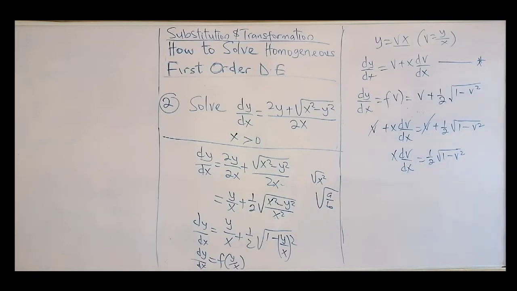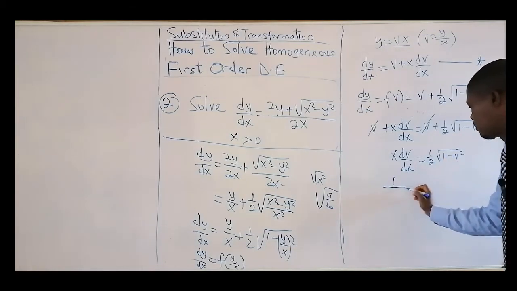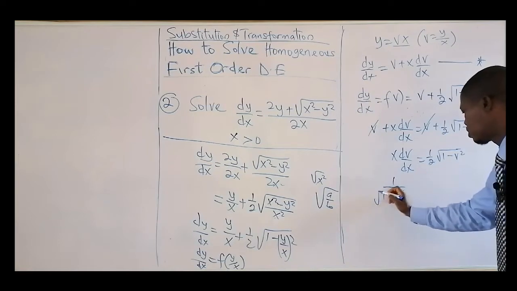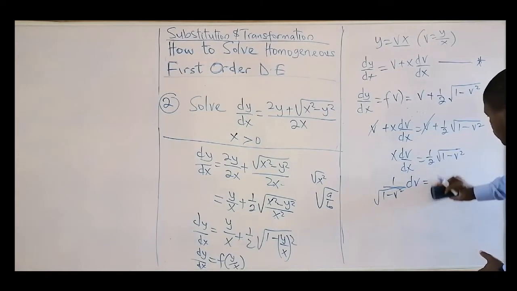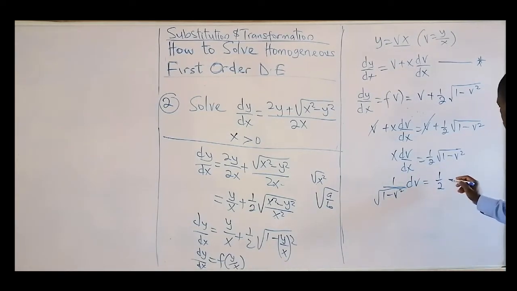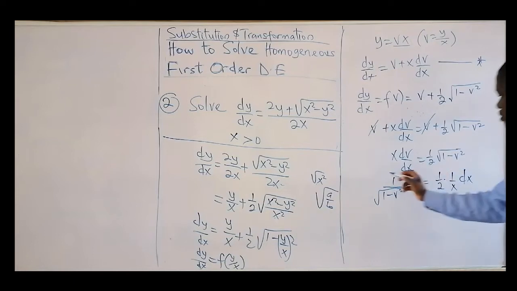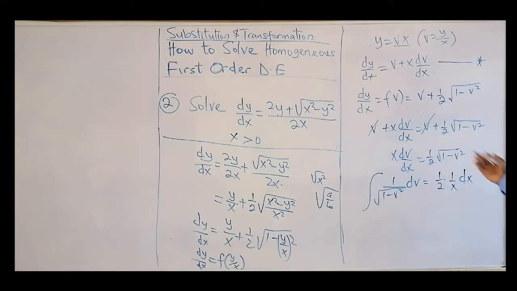Then we can separate the variables. I think we can move this one to the other side, which will be equal to 1 over the square root of 1 minus v squared dv, then equal to, divide both sides by this, that's 1 over x. That'll be half times 1 over x, then multiply both sides by dx. So that's that. We've done the separation. We've separated the variables now.